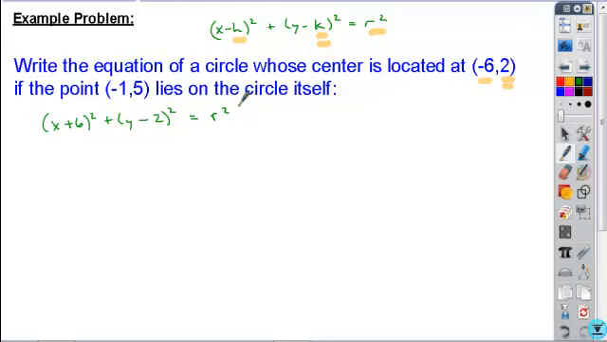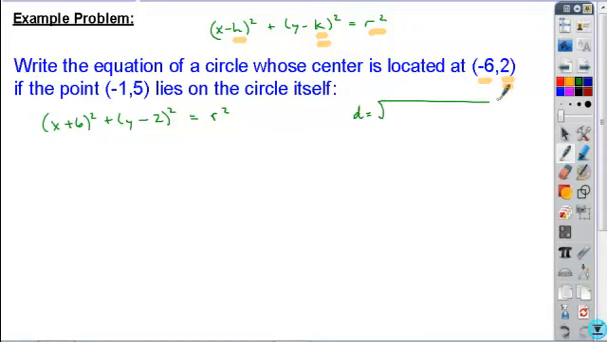Okay, so what we need to do is figure out what the radius is. So how can we find the radius? There's a couple different ways, Andrew. Use the distance formula. Okay, so if you know that this is the center and this is a point on the circle, well, the distance from the center to a point on the circle is the radius, right? So we can use the distance formula.